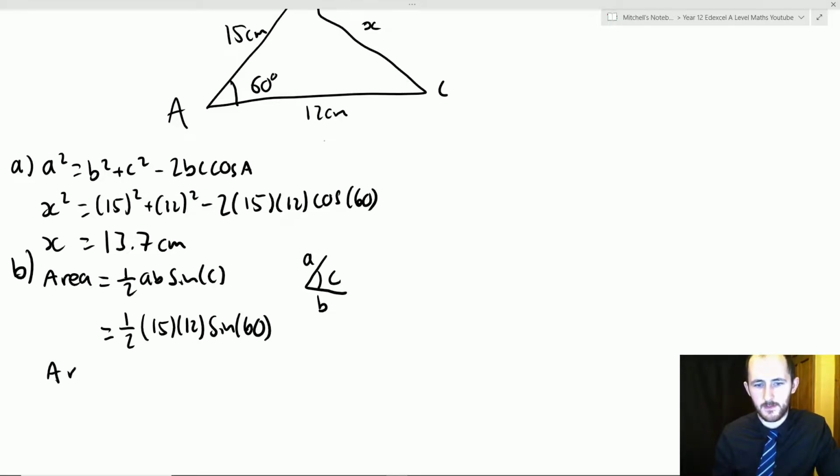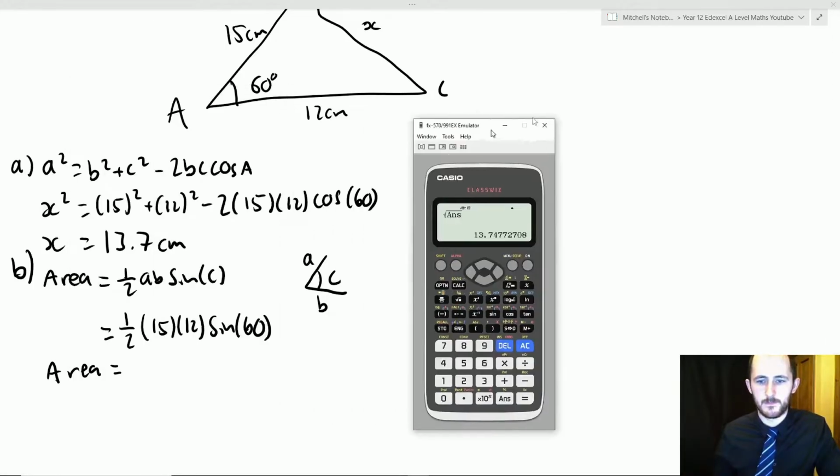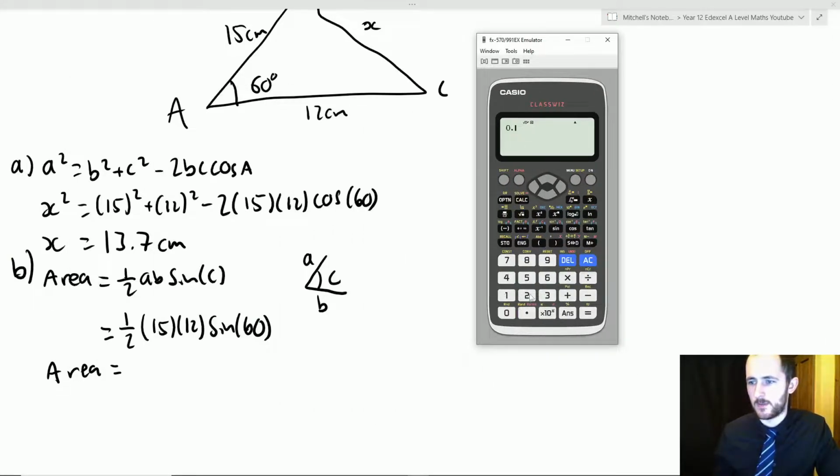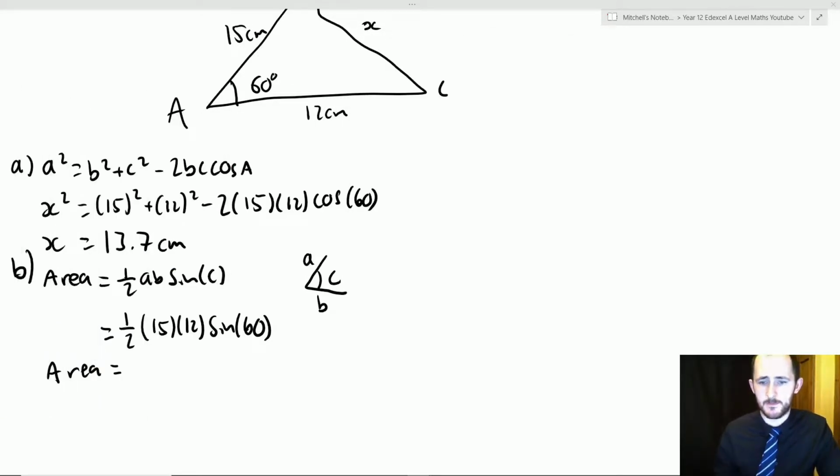And that will give me the area. So half, so I'm just going to call it 0.5 times 15 times 12, then sine 60. 45 root 3, which is 77.9 centimeters squared. And again, don't forget the units because they are very particular about the units.